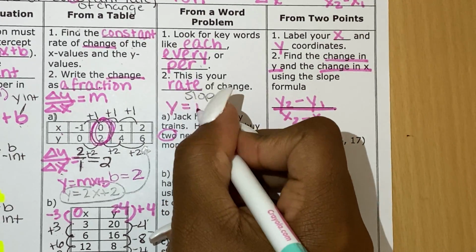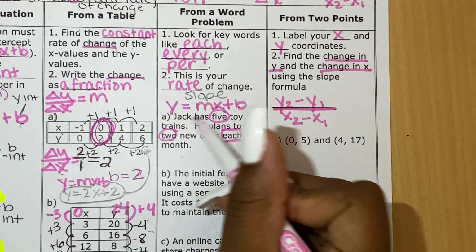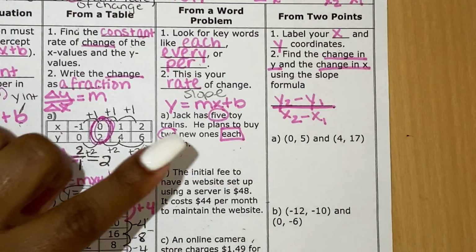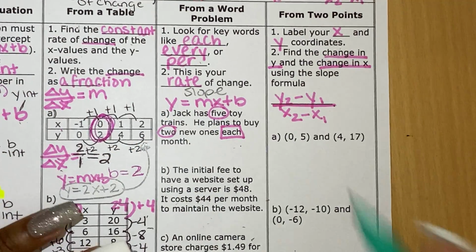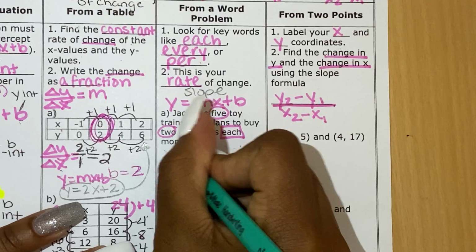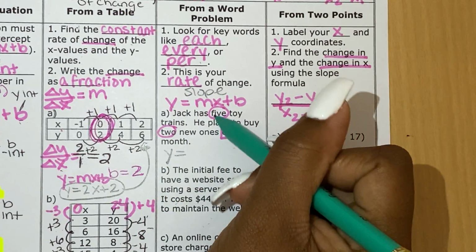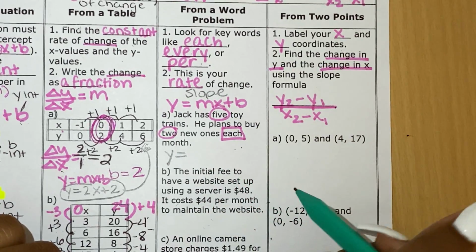y equals mx plus b. I want to plug these numbers into y equals mx plus b. Now, we said that our keywords each, every, and per will tell us our rate of change, which is our slope. Remember, m is what represents slope. So I'm going to have y equals, then I need to find which number I need to attach to that variable. Which number do I need to attach to that variable?